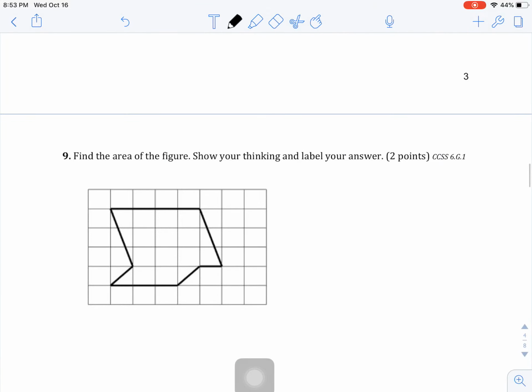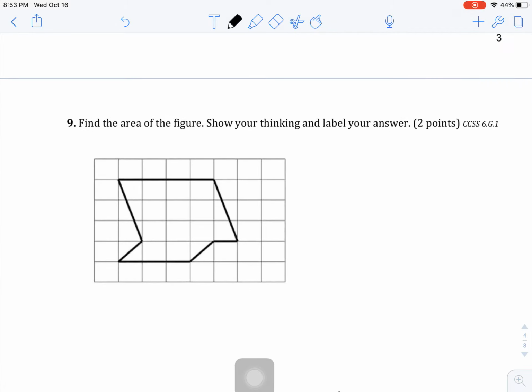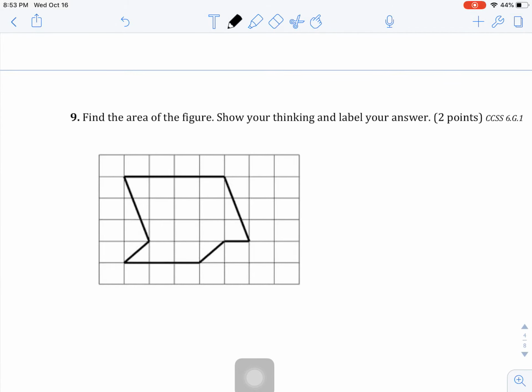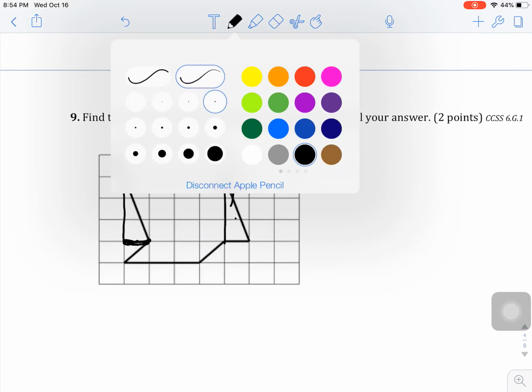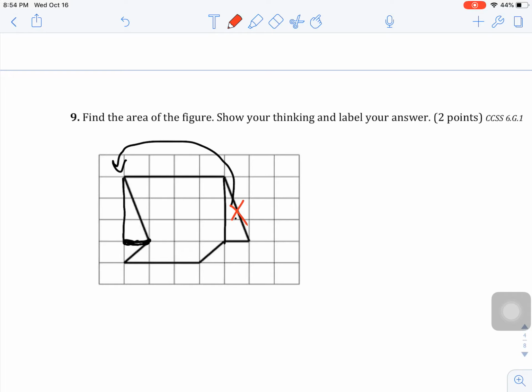All right, number 9, you have to find the area of this figure and show your thinking. So again, when you have a composite figure like this, there's a lot of ways you can split it up and rearrange the parts. So I'll show you one way I think about it. I see that you could split it right there, and this piece could fit right over on the side, just like that. Okay, so basically, try to get rid of this. That little piece is gone.